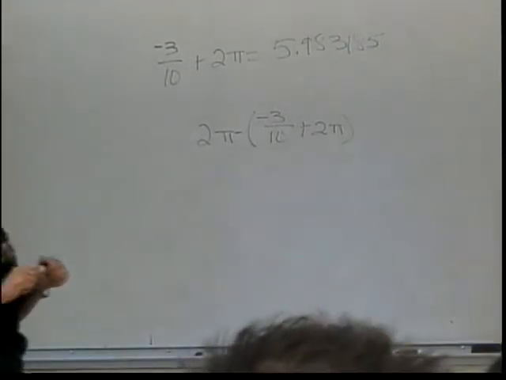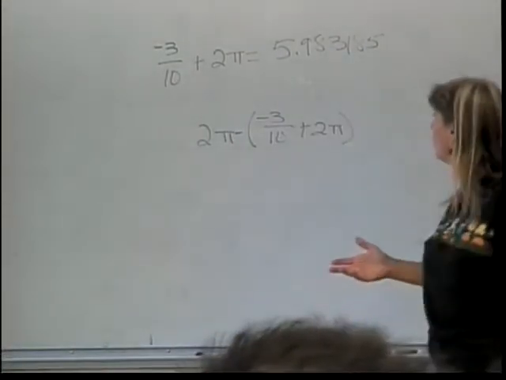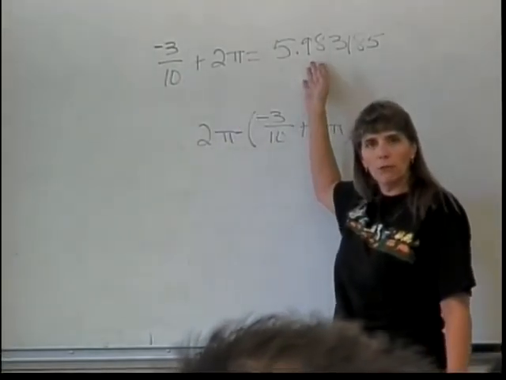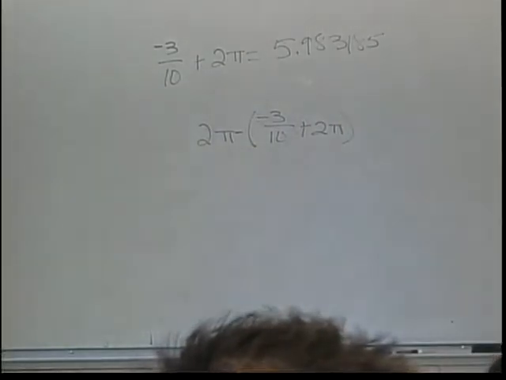I had negative 15 over 10. So same process. It's going to be negative when you do 15 over 10. You need to add 2 pi. You're going to end up somewhere different. Now the question for most people is, where do you end up?